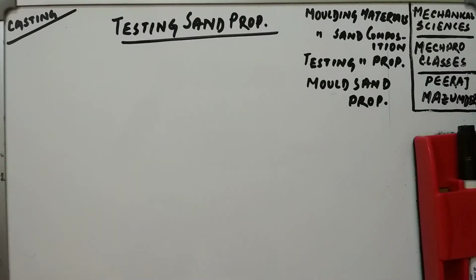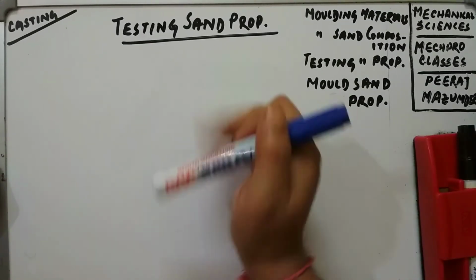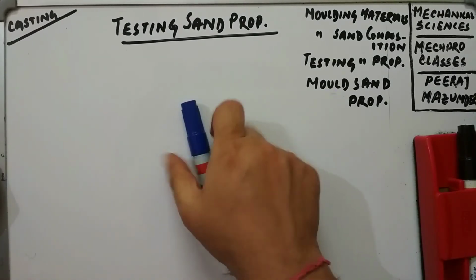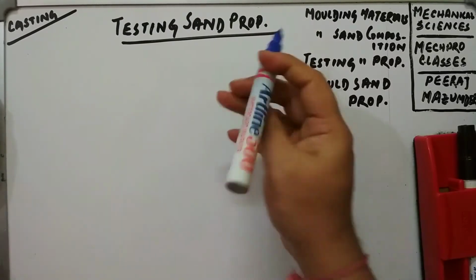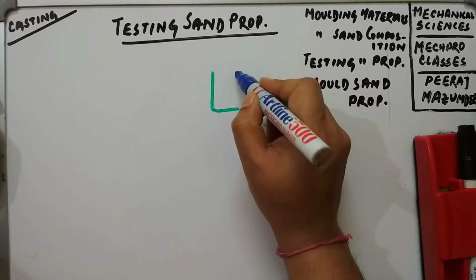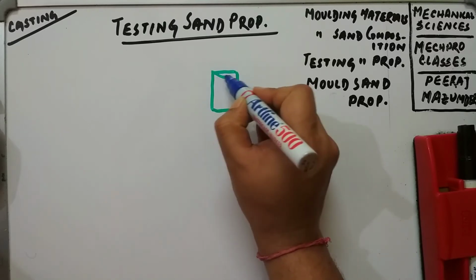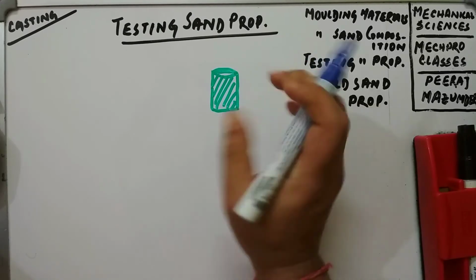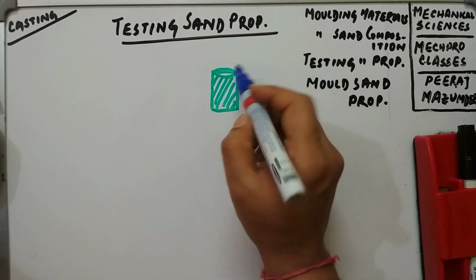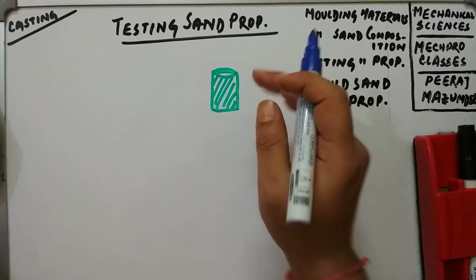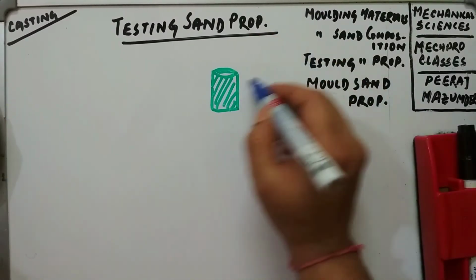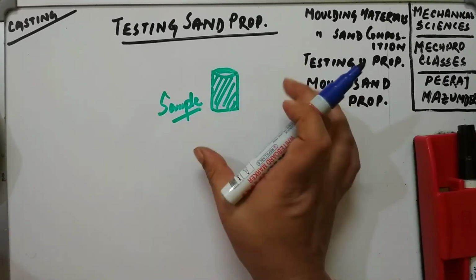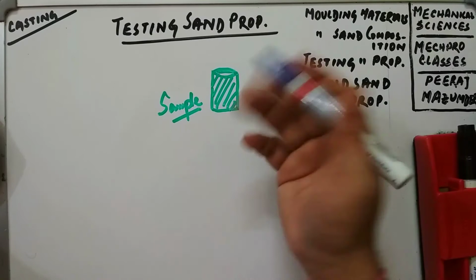Look, testing sand properties means that after preparing the molding sand, you have to prepare a small sample of the molding sand, say in a cylindrical shape. You ram it in a small beaker so it takes the shape of the beaker. You cannot test the whole sand, so you make a sample out of the whole molding sand that you have prepared for molding and casting purposes.